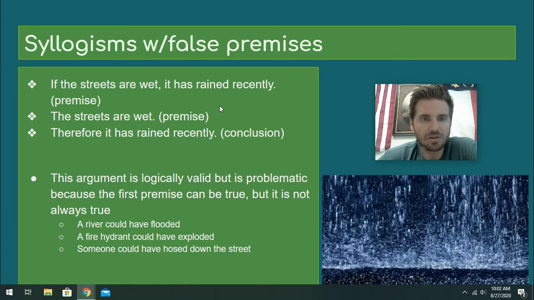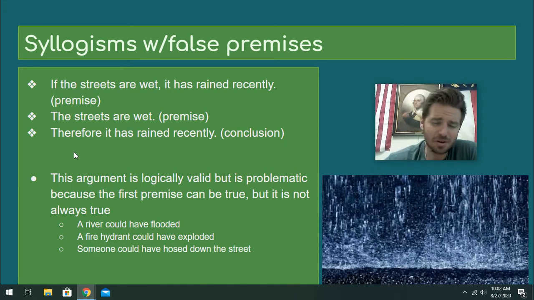If the streets are wet, it has rained recently. This is the first premise. The streets are wet. That is the second premise. Our conclusion: therefore, it has rained recently. Now, this first common problem with Aristotelian logic is with false premises.